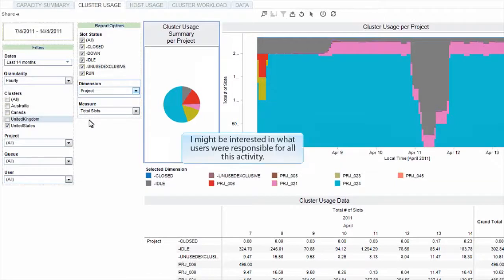I might be interested in what users were responsible for the activity on Project 24. This helps us determine whether some users are taking more than their fair share of resources. I'll change the dimension from projects to users.